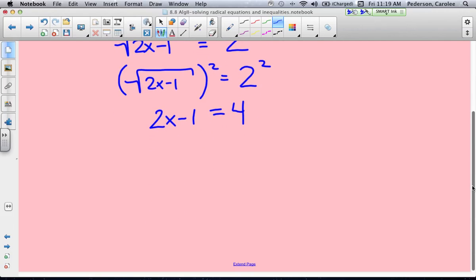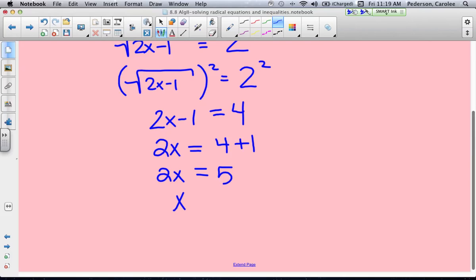The next thing is to undo the minus 1. So we're going to add 1 to both sides. And the last step, divide by 2. 5 divided by 2 is 2.5.